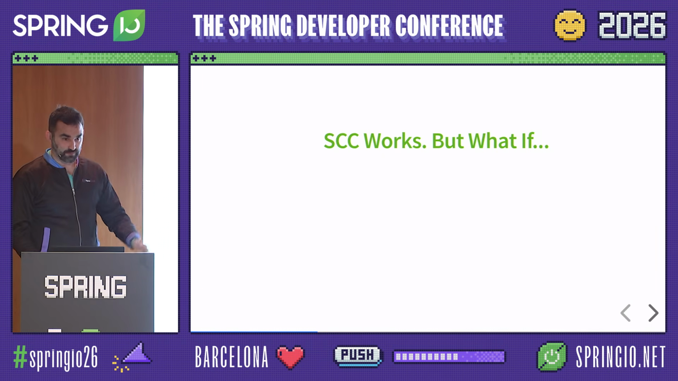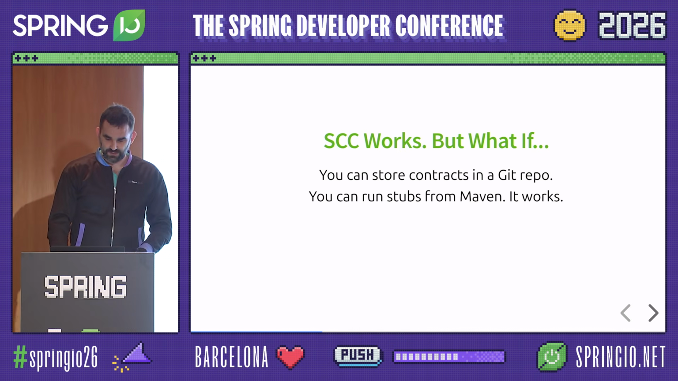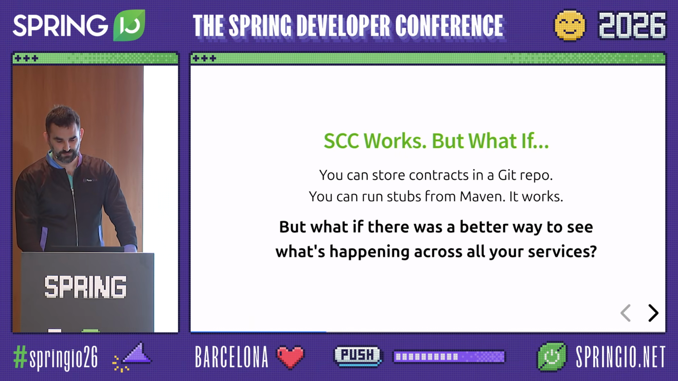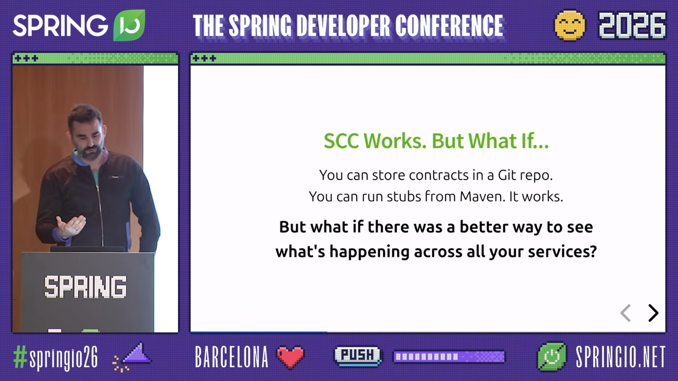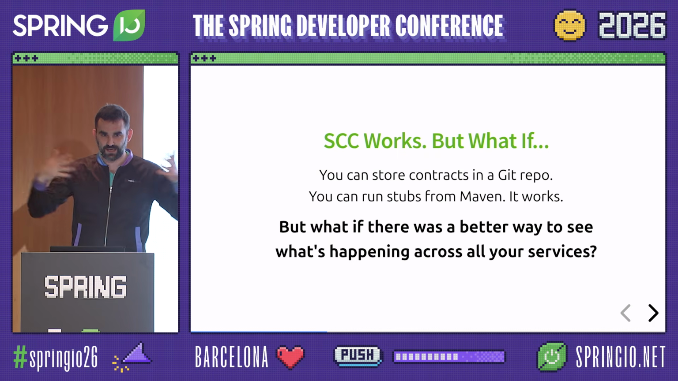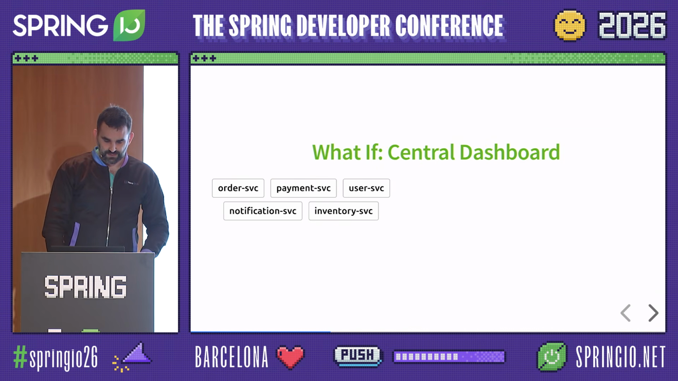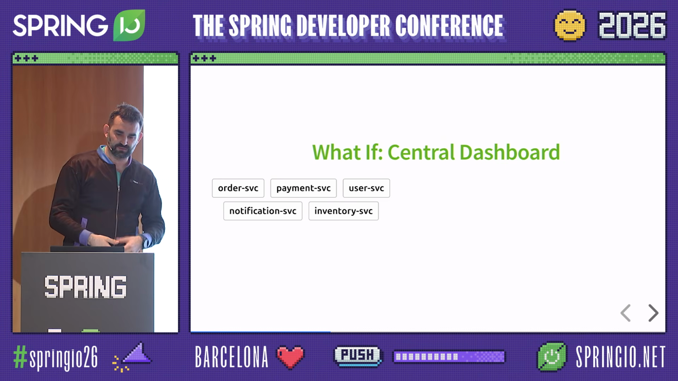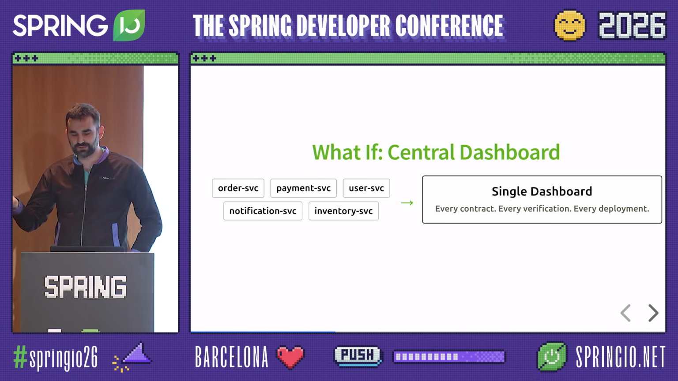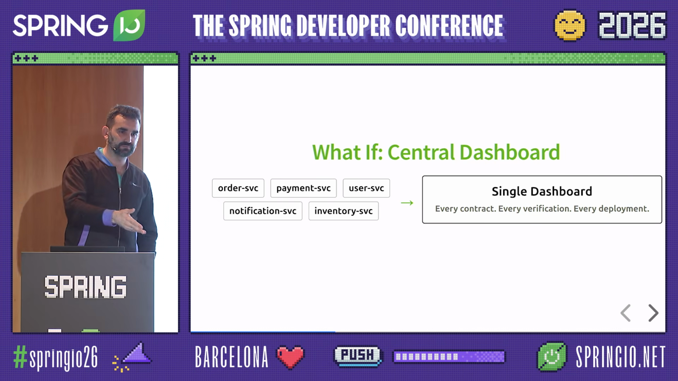So, Spring Cloud Contract works, but what if we could make it even better? Currently, as I said, we're storing contracts in the Git repo. You can run stubs from Maven. But maybe there's a way, or maybe we could think about making it even more interesting, better, to see how it looks like in a broader spectrum. So let's say that we have different apps: order service, payment service, user service, whatever the services are out there. Wouldn't it be great to have a single dashboard? So we would see every contract, every verification, every deployment, right?